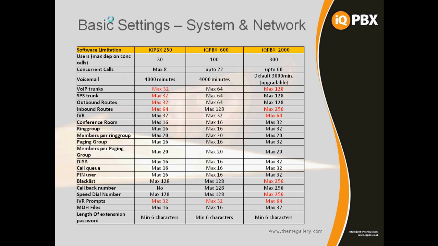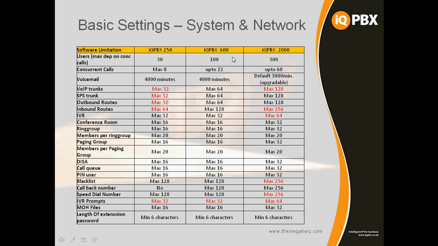I want to cover off a table to do with capacities and explain one of our most important issues, which is concurrent calls. We have the heading concurrent calls here on the table, and for each model number there's a representative maximum number of calls that can take place on the system at any one time. So this can be internal to internal, internal to voicemail, internal to an IVR, external to IVR, etc. Any call traffic is classed as a concurrent call.